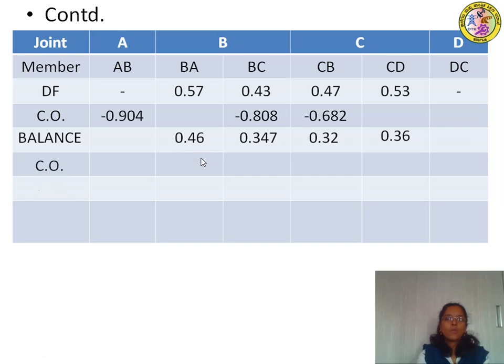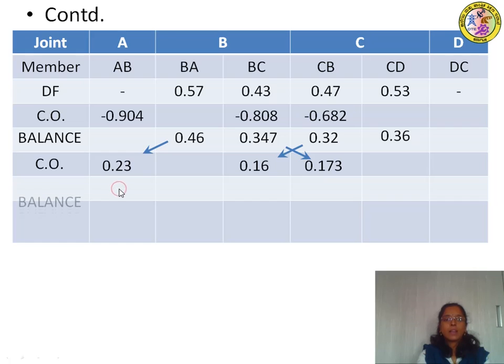Next, go for one more cycle of carrying over and balancing. So moment is carried from BA to AB. Half of 0.46 will be equal to 0.23. From BC to CB, half of 0.347 will be equal to 0.173. And from CB to BC, half of 0.32 will be equal to 0.16.